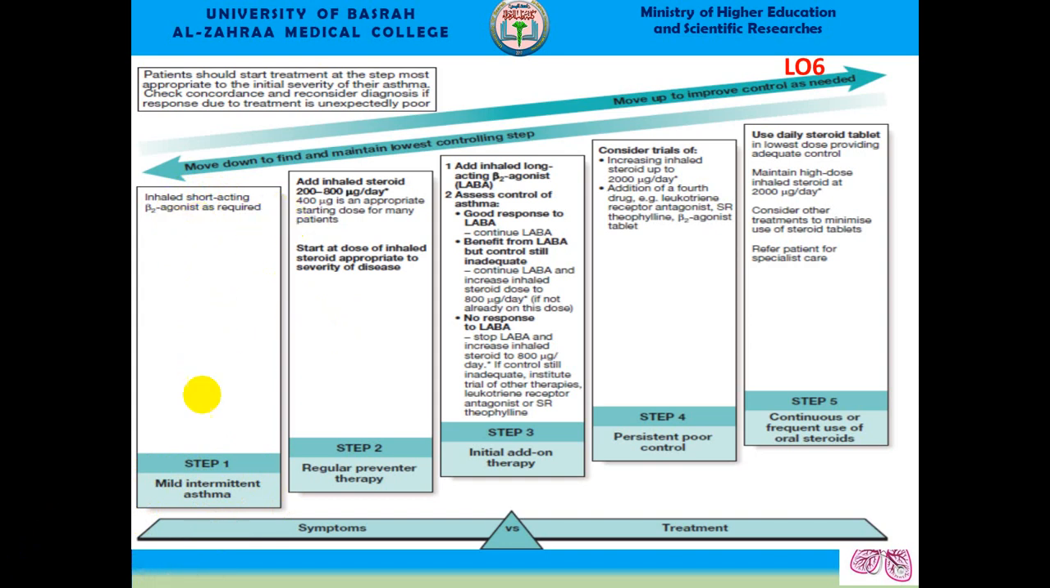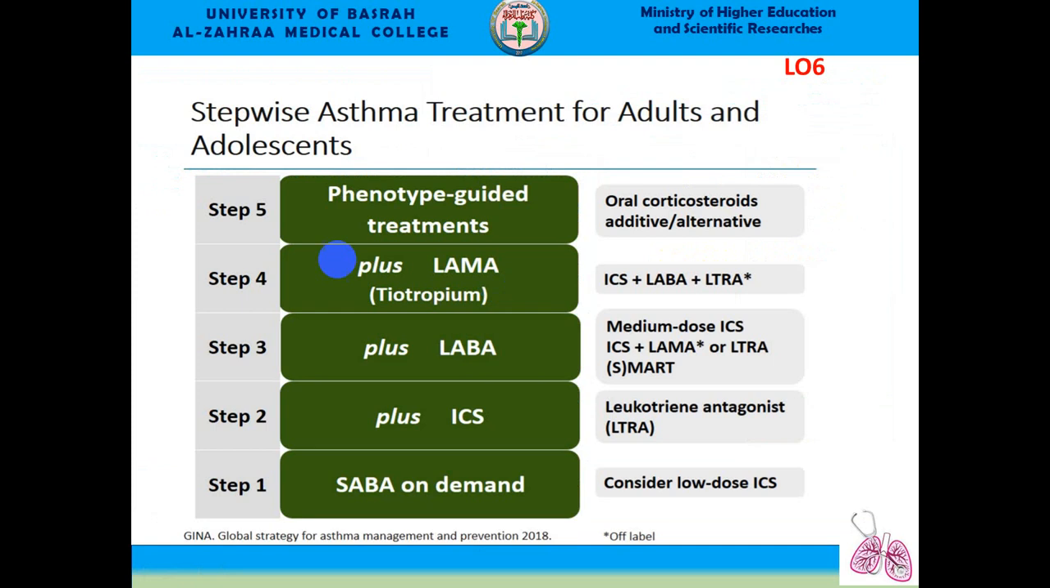But if the symptoms worsen, then we may jump to step two and we add inhaled steroid. And then we jump to step three if there is no control of asthma. And then we jump to step four and finally to step five. Whenever the patient is controlled, we may go back from step up to step down, from step 5 to step 4 to step 3, according to the symptoms and the control of symptoms of the patient. So these are the five steps that I talked about.